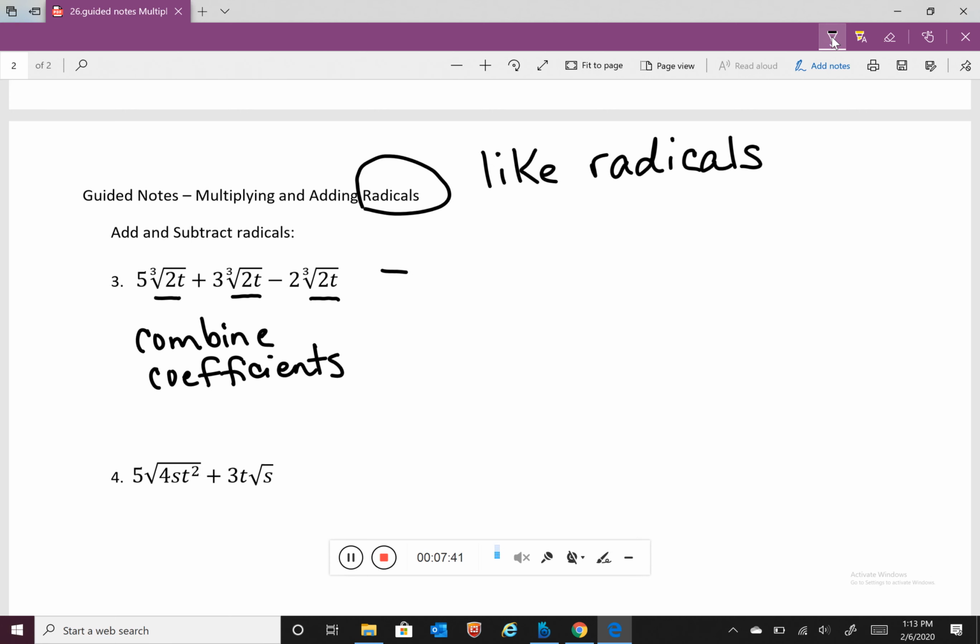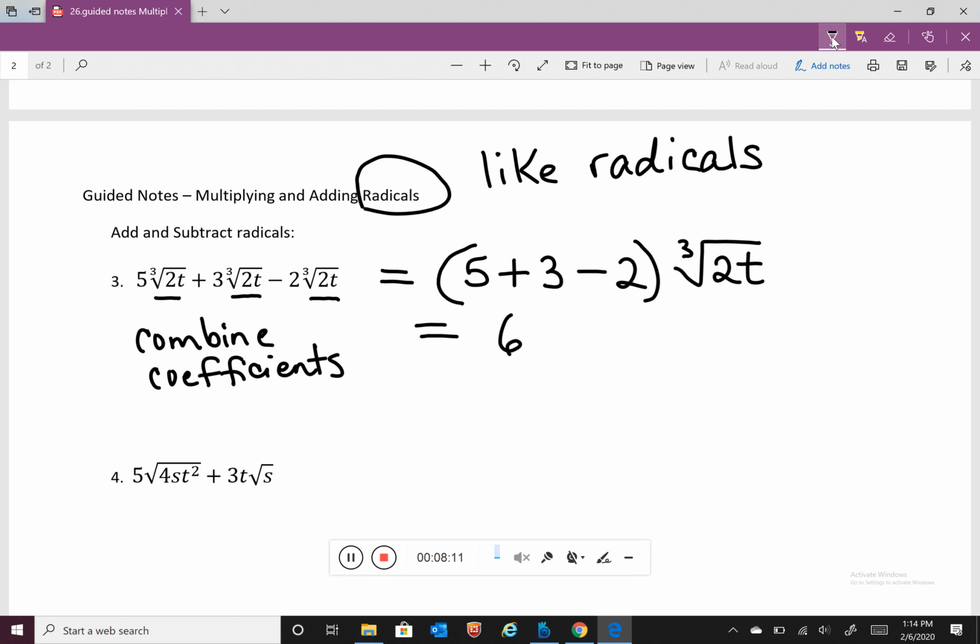So this is more of a mental step. Because all of the radicals are like each other, we can take the 5 and add it with the 3 and subtract it with the 2 because they are all being multiplied by the cubed root of 2t. So our final answer here, well, 5 plus 3 is 8, and 8 minus 2 is 6. So we have 6 times the cubed root of 2t, which is simplified.